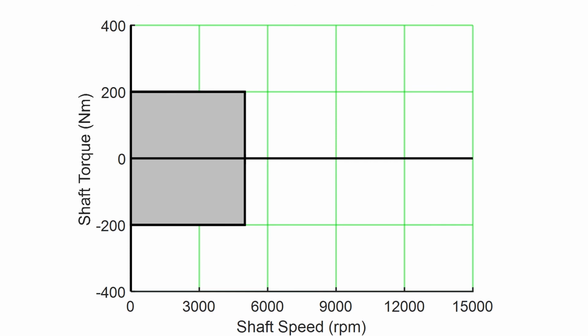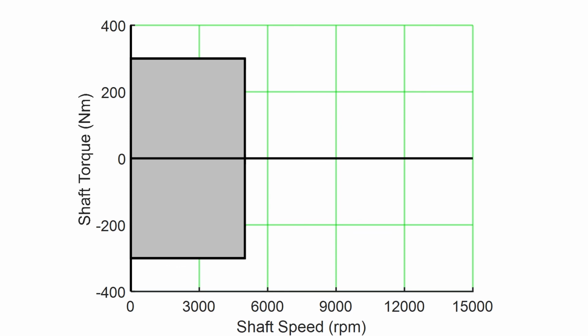Here the max torque is 200 Newton meter and here 300. When we consider different maximum torques like this, the size of the machine will have to be increased proportionally, and so will the cost.